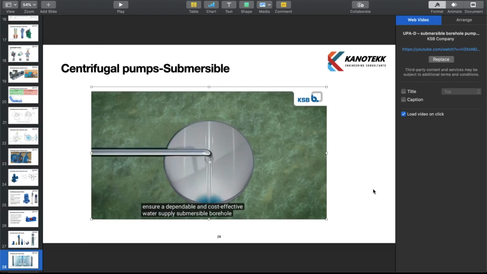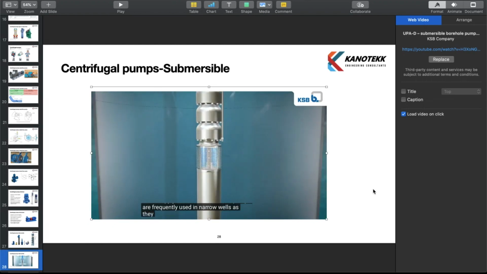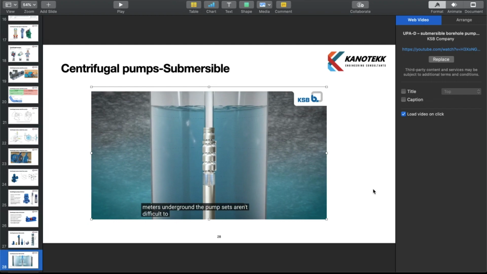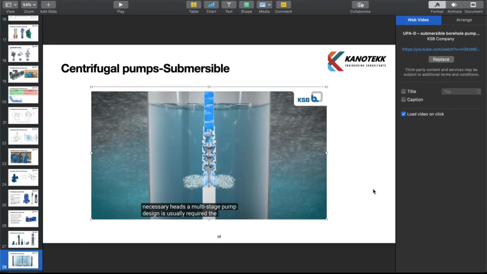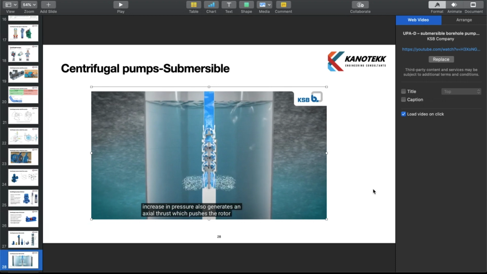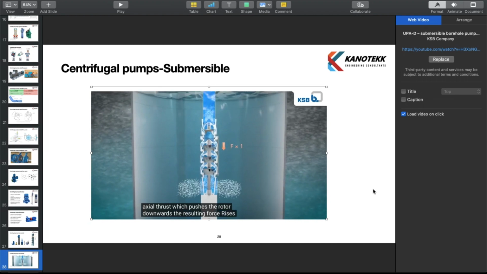Submersible borehole pumps are frequently used in narrow wells. As they are often installed several hundred meters underground, the pump sets are difficult to access. To generate the necessary heads, a multi-stage pump design is usually required. The pump head increases with each stage. However, the increase in pressure also generates an axial thrust which pushes the rotor downwards. The resulting force rises with each stage.